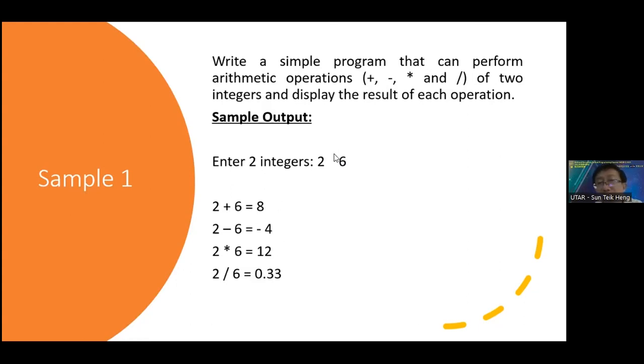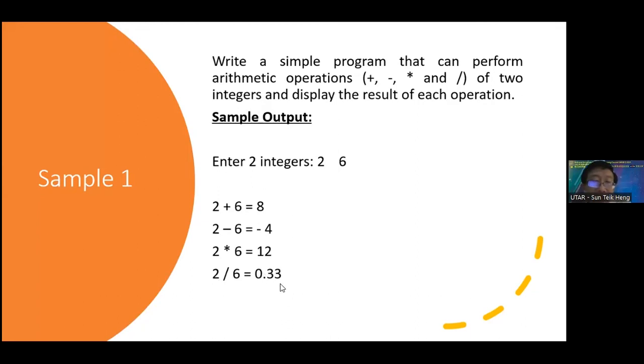Your program will also compute 2 minus 6, which is minus 4, and the program will then output to the user 2 minus 6 equal to minus 4. The program will then compute 2 multiply 6, which is 12, and output 2 multiply 6 equal to 12. Finally the program will compute 2 divided by 6, which is 0.33, and output 2 divided by 6 equal to 0.33. And see that we fix it to 2 decimal places.